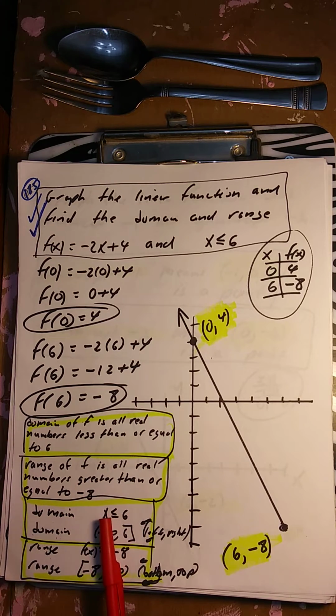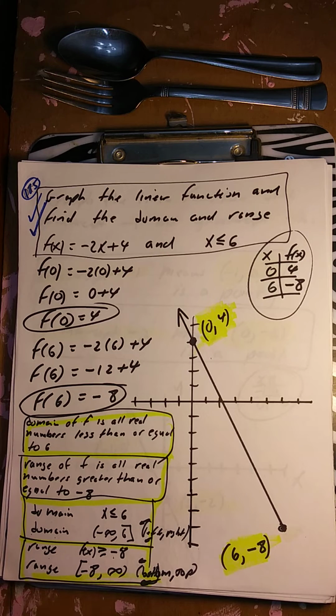Or domain is x less than or equal to 6. Domain another way, negative infinity to 6, including it. Range would be f of x is greater than or equal to negative 8. Or range another way, negative 8 to infinity.